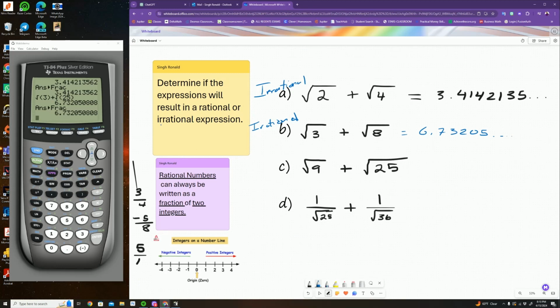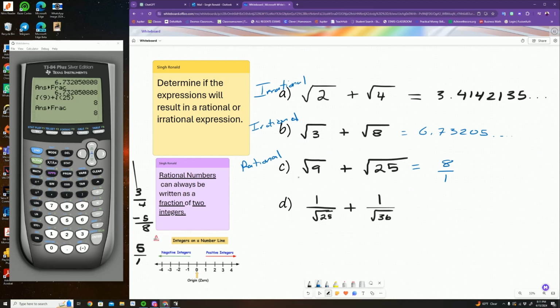Let's talk about C. We have the square root of 9 plus the square root of 25. Press enter. That's a whole number. And we said earlier, whole numbers can be turned into fractions. If we hit Math, go to Fraction, and press enter, it just says 8, but as we know, the number 8 can be written as 8 over 1. This is rational. If it's a whole number, it is rational.